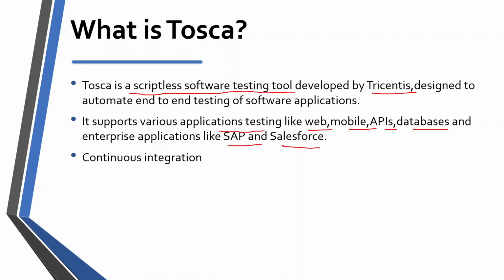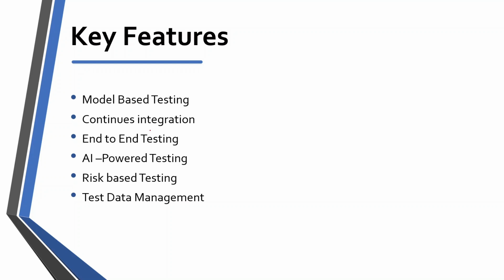Not only does Tosca help in testing different applications, it also supports continuous integration. We can integrate Tosca with different CI/CD tools like Jenkins, GitLab, and Azure DevOps, and we can improve faster testing delivery. With this, we can speed up the testing process and implement DevOps and Agile methodology workflows. These are different features of Tosca.